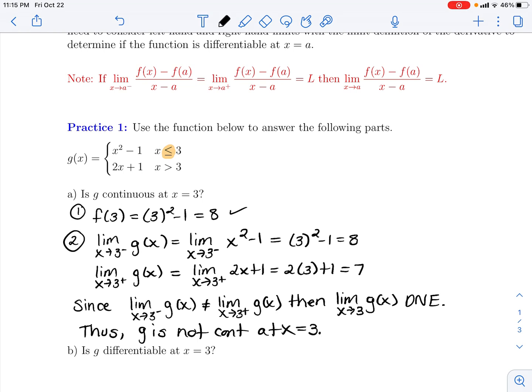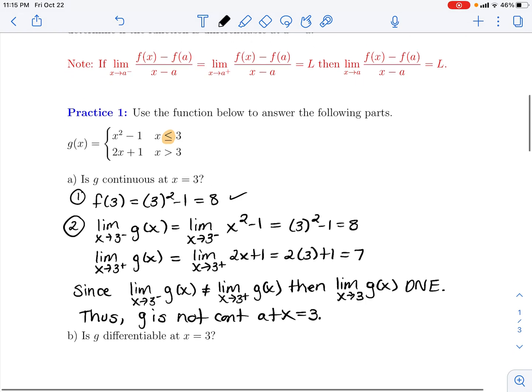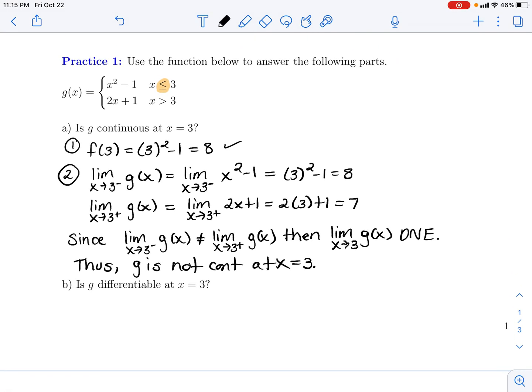Since we know now from part A that g is not continuous at x equals 3, here I can just say no, since g is not continuous at x equals 3. Because in part B it's asking me, is g differentiable at x equals 3? That's what I was saying earlier, that we want to first check continuity, because if it's not continuous, then it's definitely not differentiable at that point. And so that's what happened here in practice.